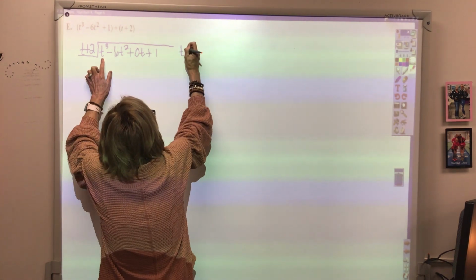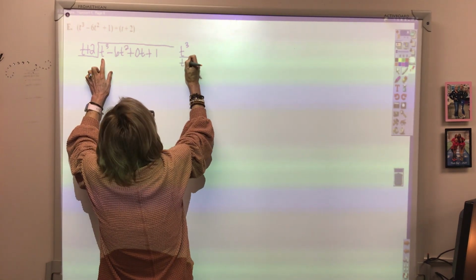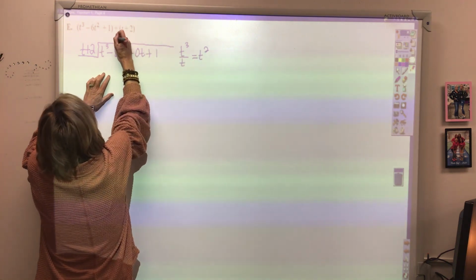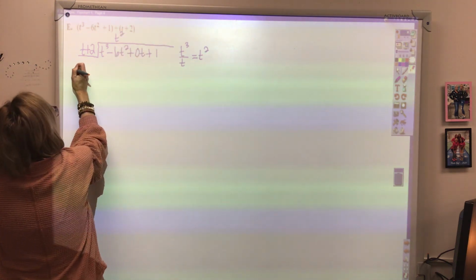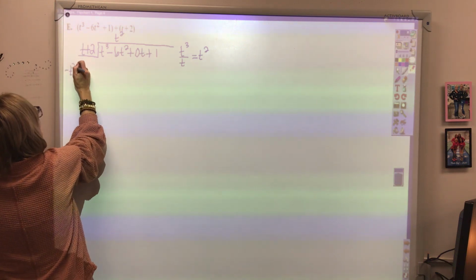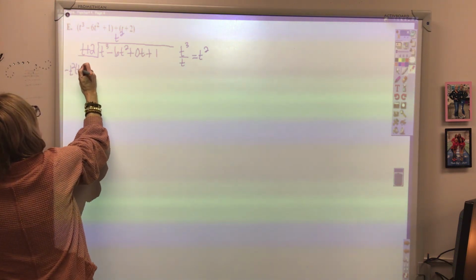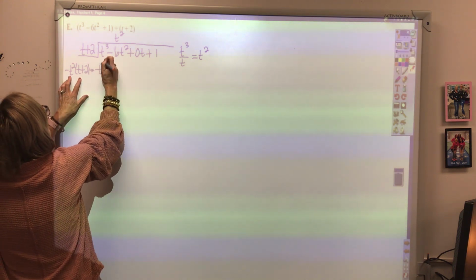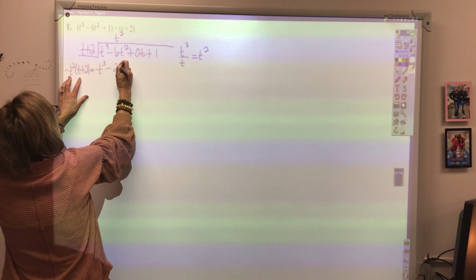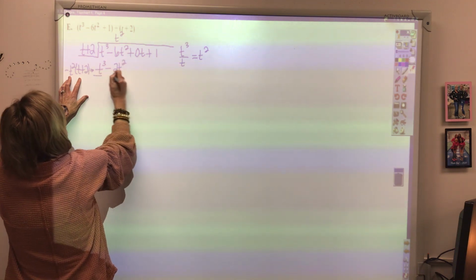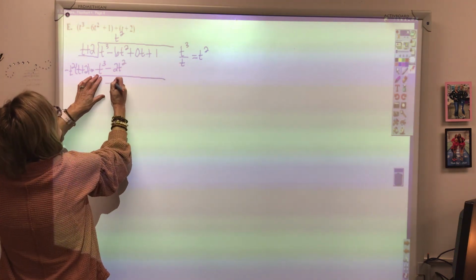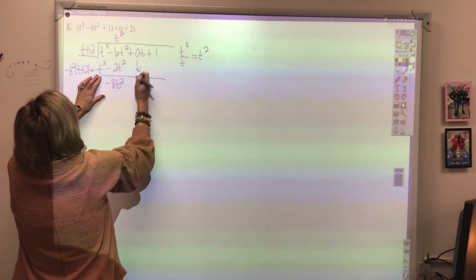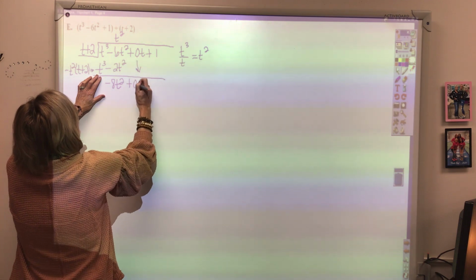So take t cubed divided by t is t squared. Put a t squared on the top. Multiply through by a negative t squared. T plus 2. So that will give us a negative t cubed minus 2t squared. Negative 8t squared. Bring down the plus 0t.